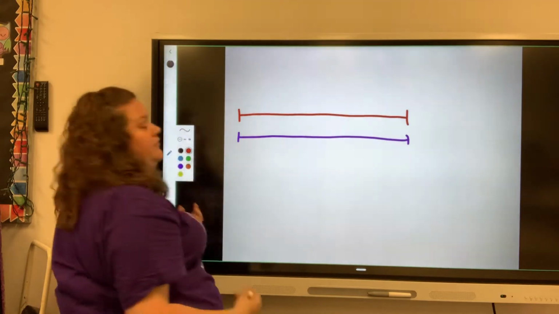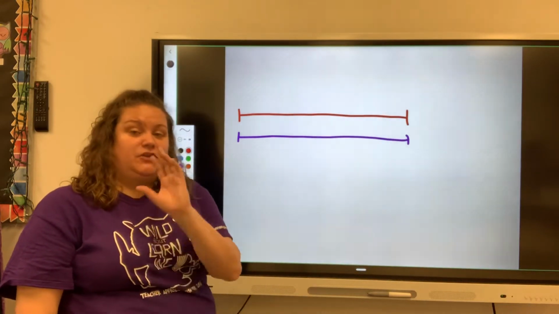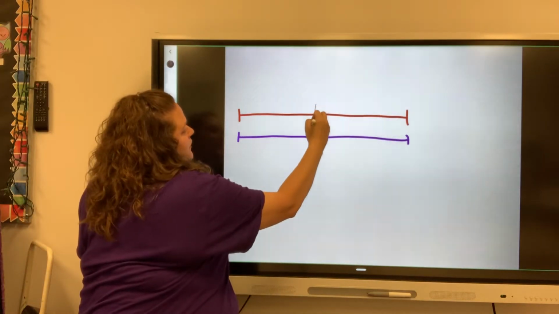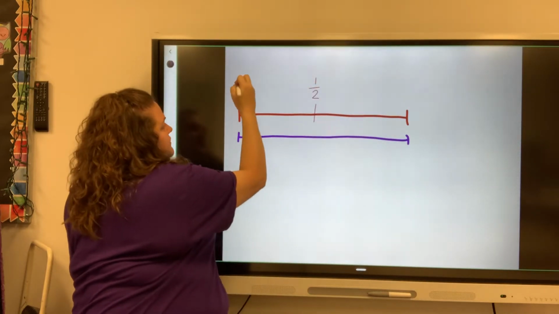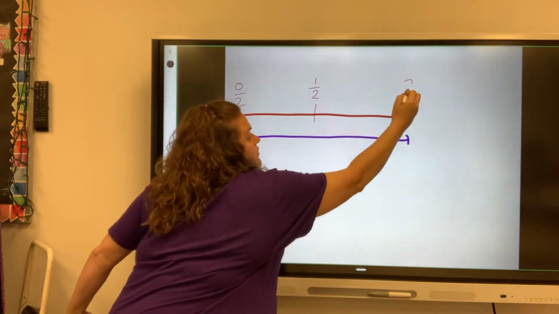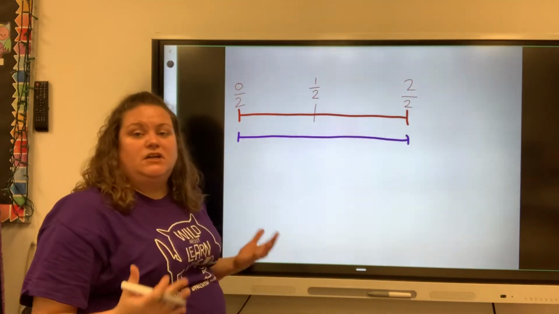All right, so equivalent fractions. For my red line, I'm going to divide it into half. So I'm dealing with halves. Now, I'm going to divide it right here in the middle. So this is 1/2. And over here would be my 0, so that'd be 0 over 2. And this would be my whole, which would be 2 over 2. Okay? So that's our red line.